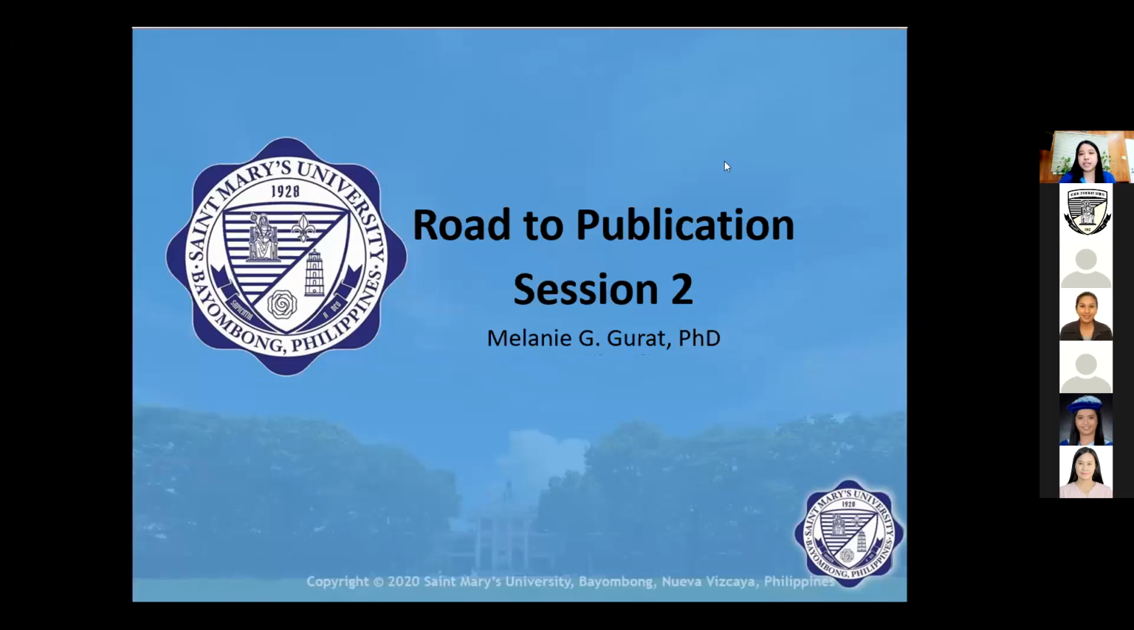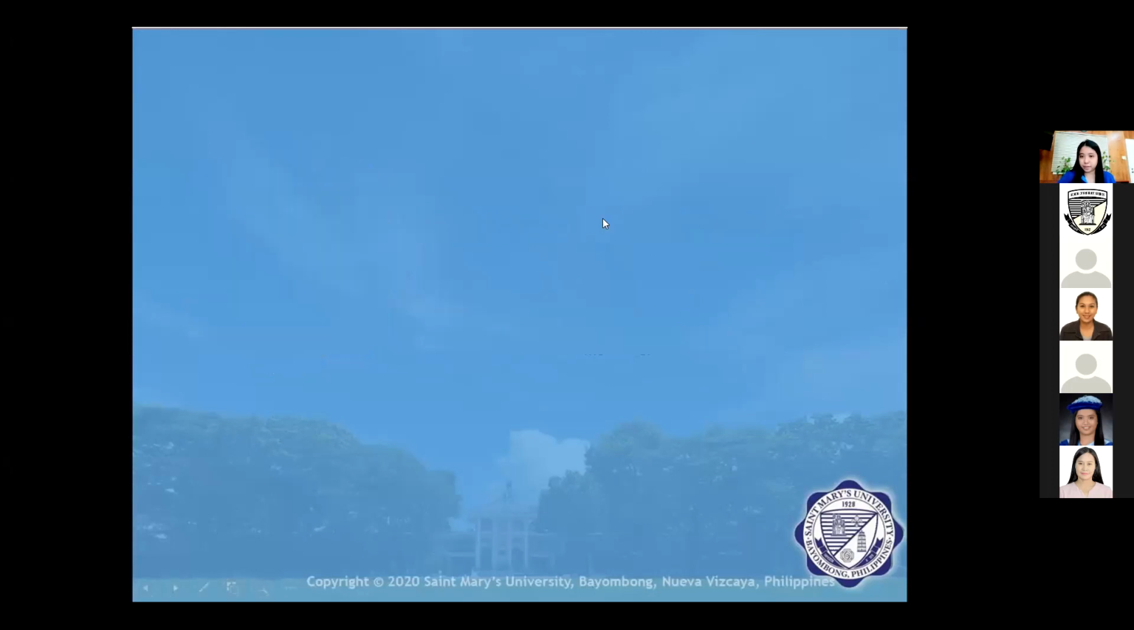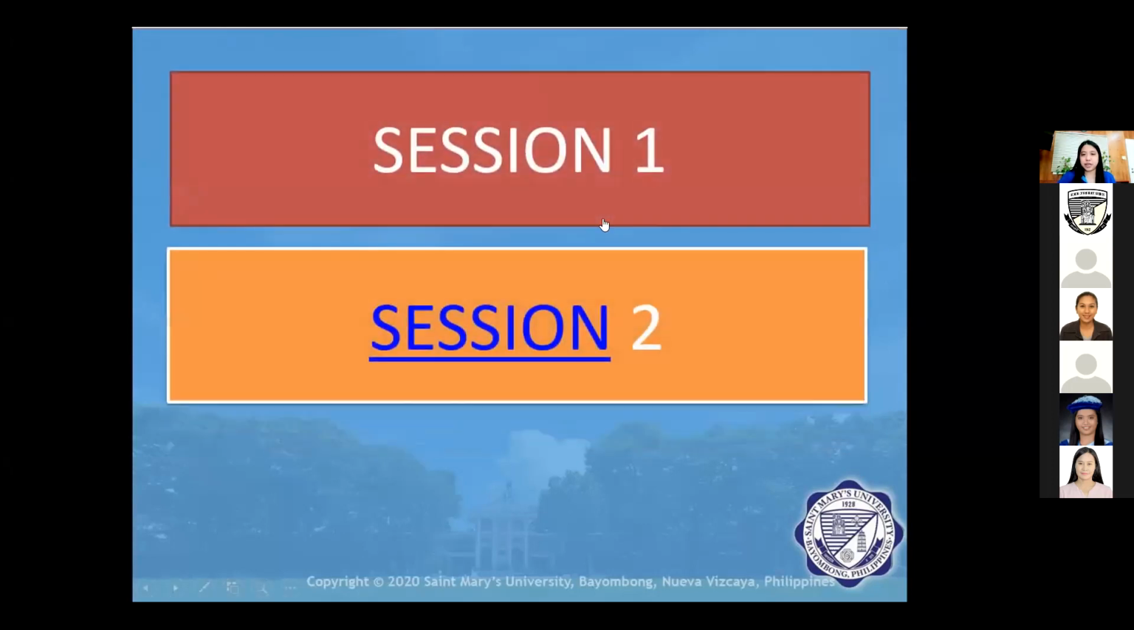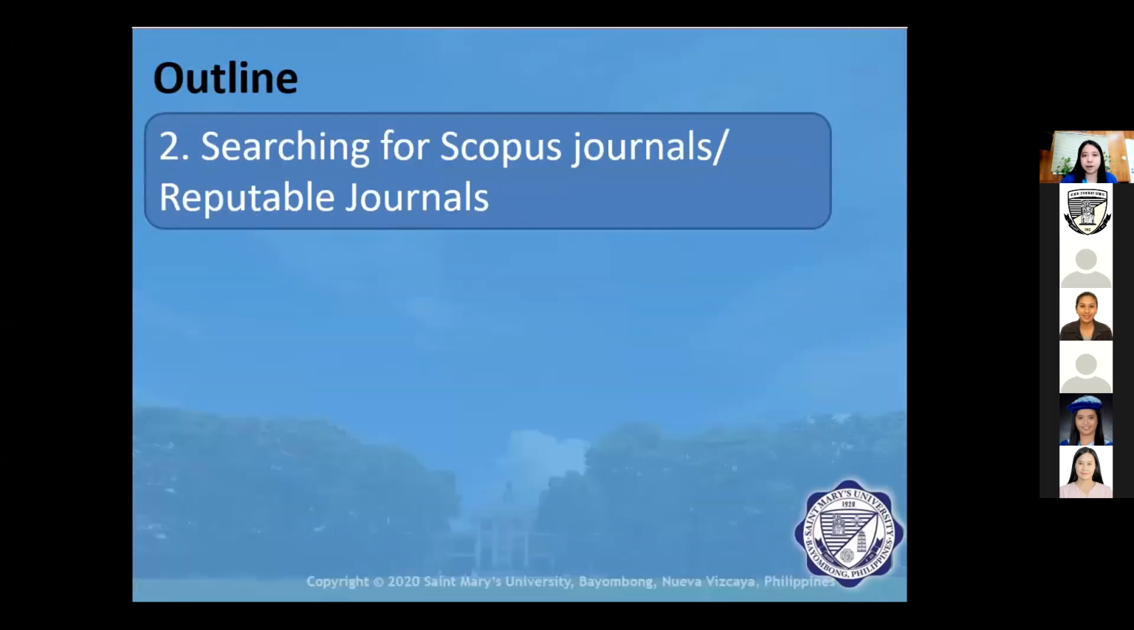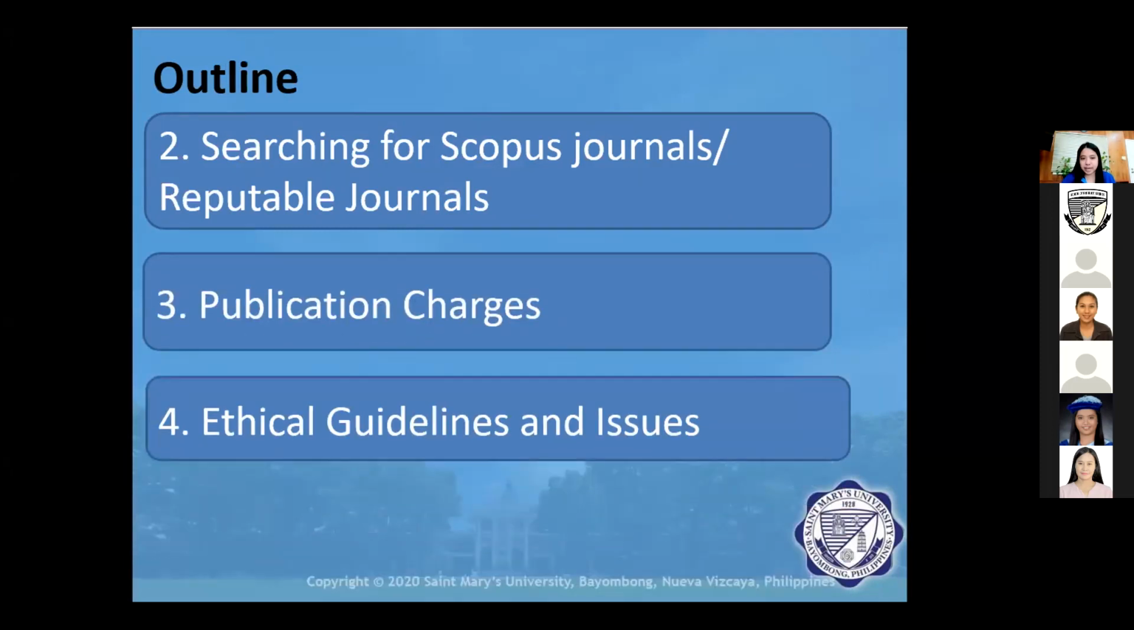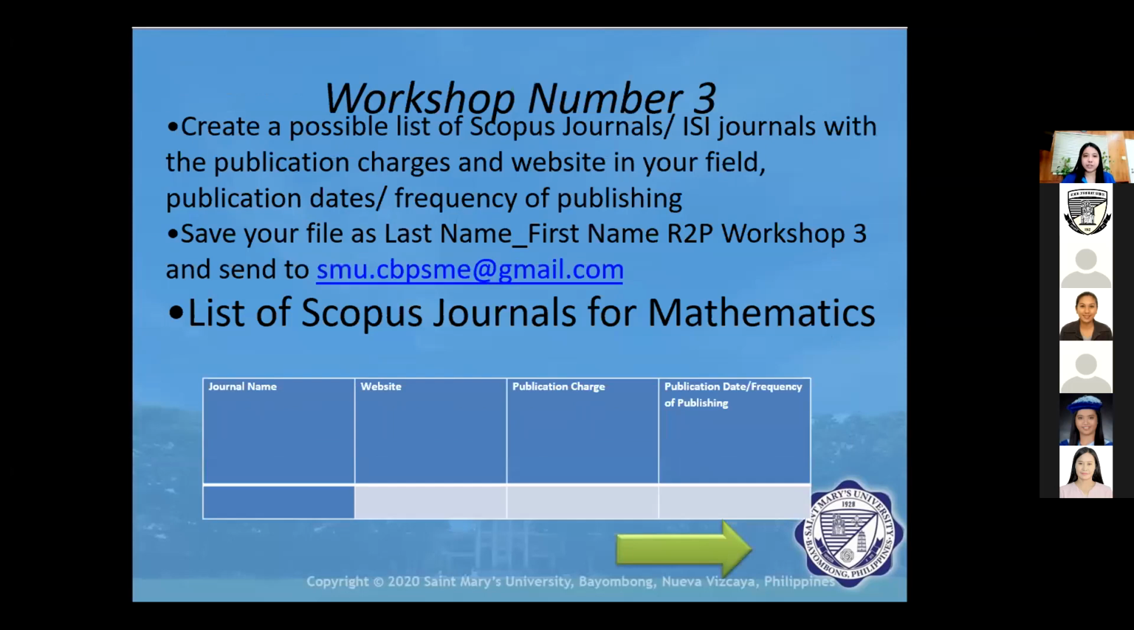Okay. So, for our session 2, this is actually presented to you last time. Just to recall the outline of today's session, we are going to talk about searching for Scopus journals or reputable journals, publication charges, and ethical guidelines and issues. And for the workshop, you will be asked later to create a possible list of Scopus journals or ISI journals with the publication charges.